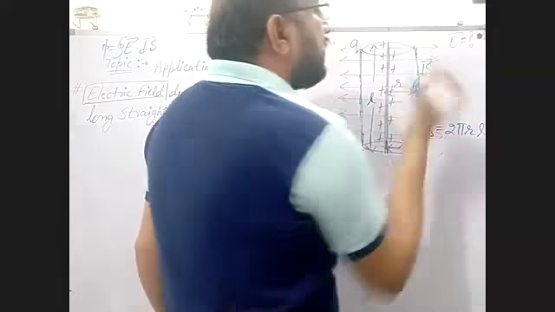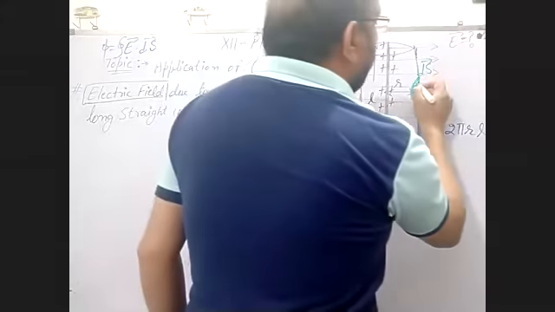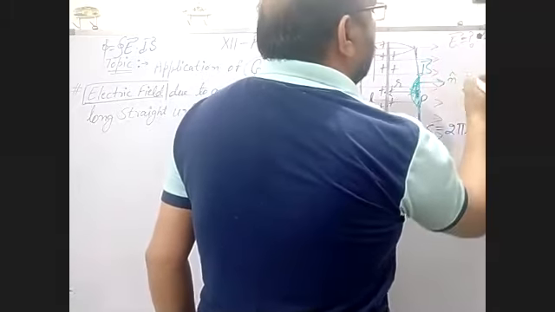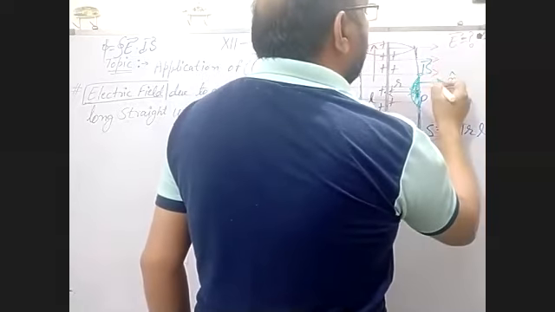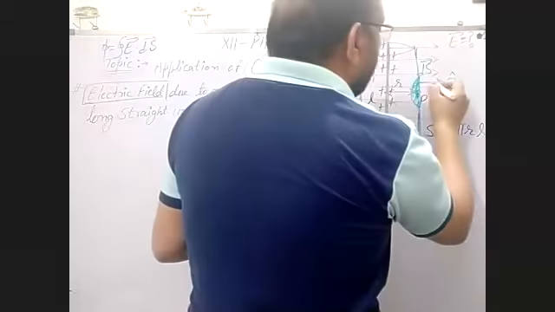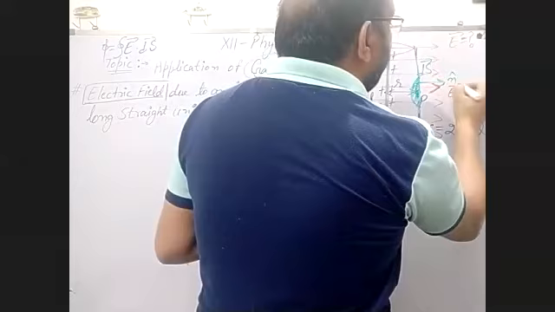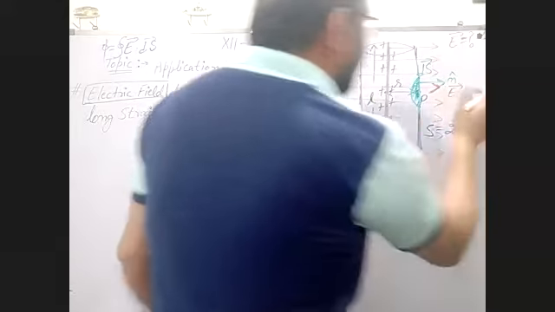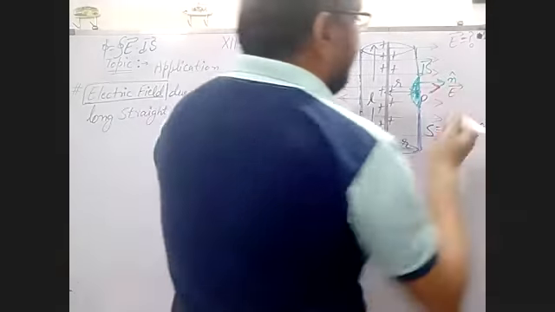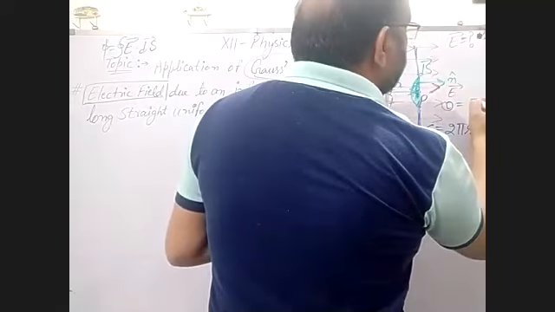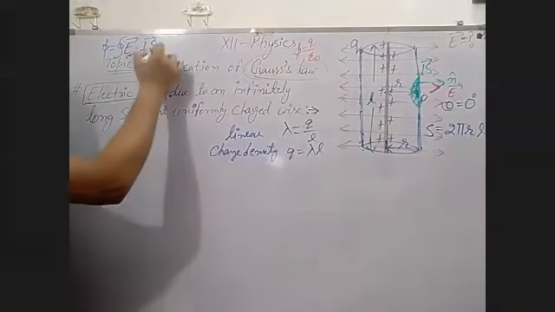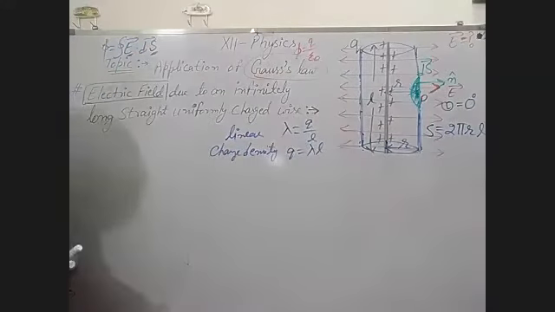And where is the normal? Its normal will be in the positive x direction, or you can say the forward direction. And where is the direction of the electric field? The electric field is also in this direction. So both are in the same direction. Then the value of theta here is 0. And theta is the angle between E and ds, the electric field and the surface.